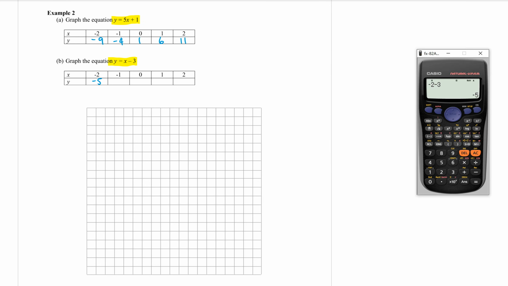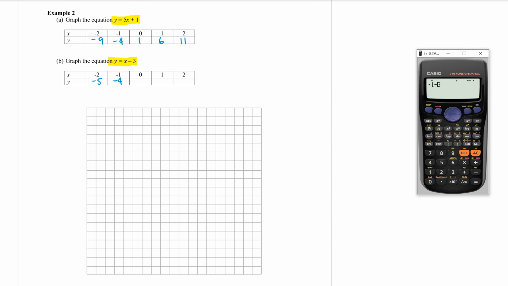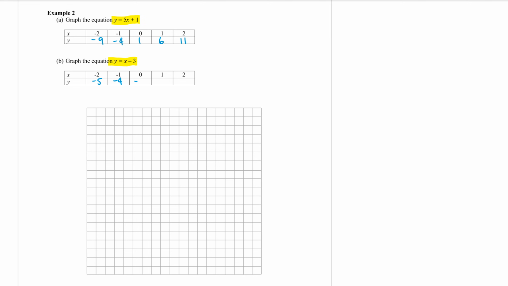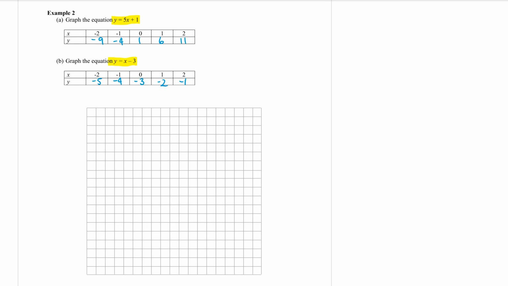Then I want to change my x value to -1. So it's -1 minus 3 is -4. Then it's 0, so delete both of those. 0 minus 3 is minus 3. And 1 minus 3 is minus 2. And the last one for 2 minus 3 is negative 1.